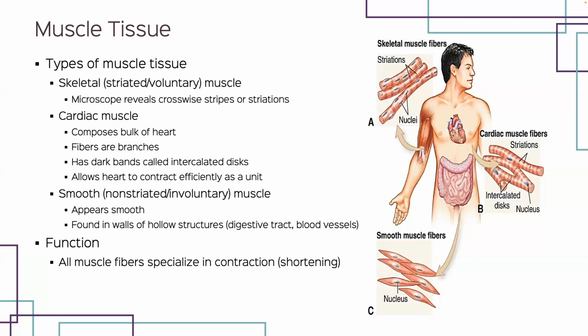Smooth muscle fibers are tapered at each end, and they have a single nucleus. Because they lack cross stripes or striations, they are sometimes called non-striated muscle fibers. They have a smooth and even appearance when viewed through a microscope, and they're called involuntary because we normally do not have control over their contraction. Smooth muscle.